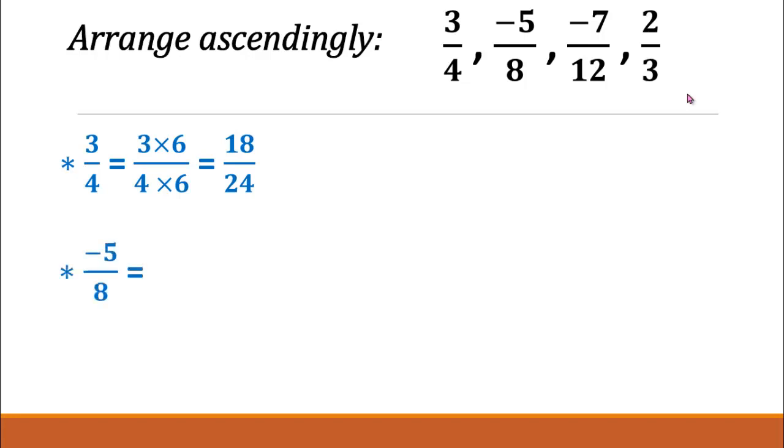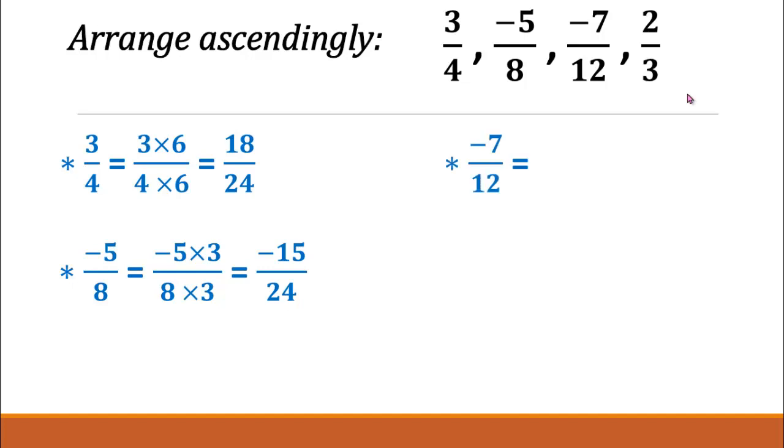What about negative 5 over 8? How can I get my denominator 24? Simply, I'm going to multiply the numerator and the denominator by 3. So my new rational number is negative 15 over 24.